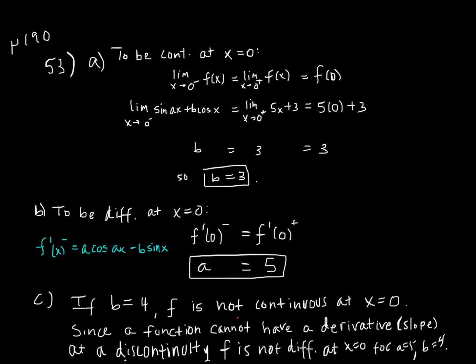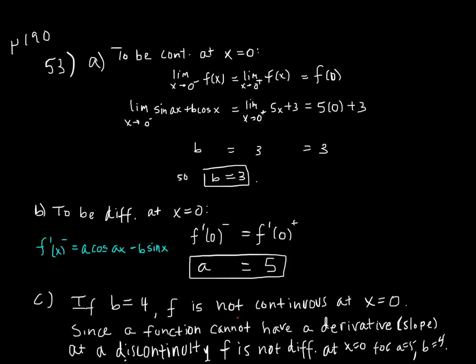And if you plug in 0 there, again, sine of 0 is 0. So you just end up with a times cosine of 0, which is a, equals 5. Because the derivative as I approach from the right is going to be 5. Always, actually. And so the a value needs to be 5.